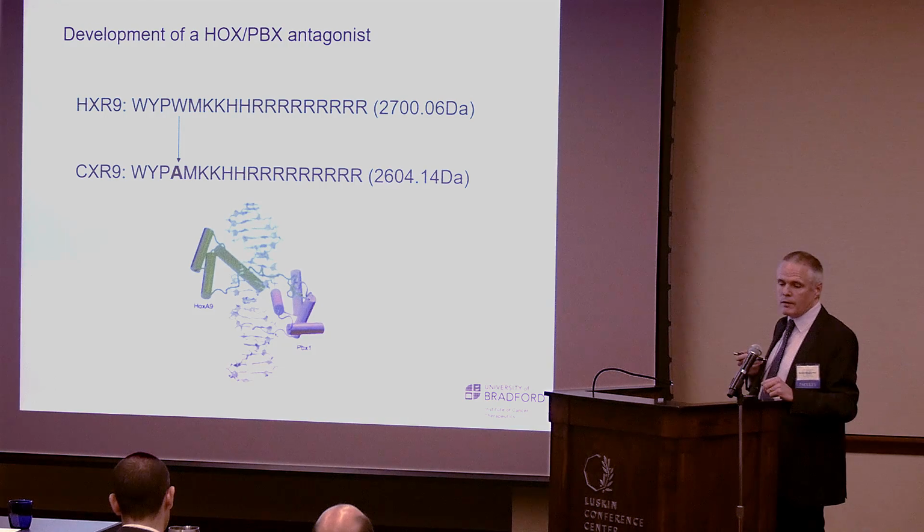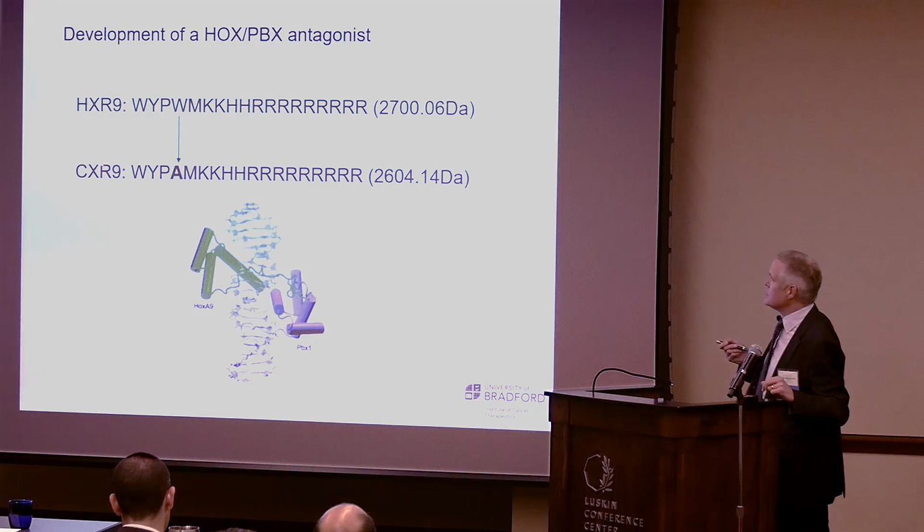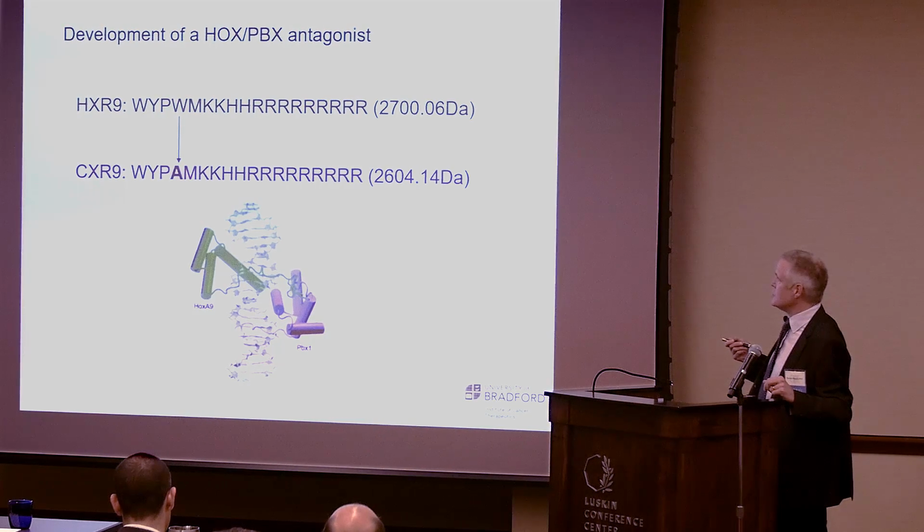cells. And for a lot of these slides, we talk about a control, which is called CXR9. So this is a negative control, and CXR9 is exactly the same as HXR9. It simply has a single amino acid difference. This tryptophan is changed to an alanine.